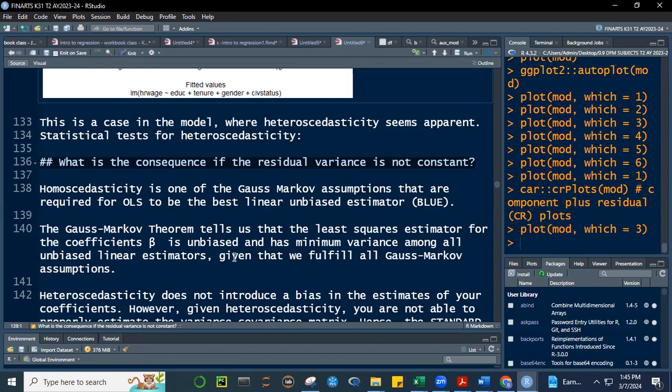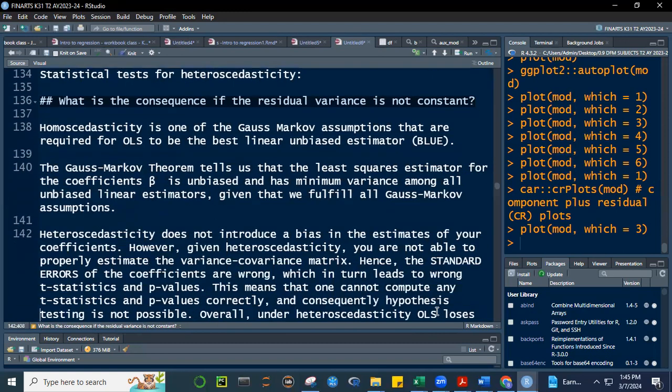So if it does not violate the assumptions of the classical linear regression model, it will have minimum variance. No? Kasi nga, homoscedastic yung variance natin. Okay? Assuming it fulfills the Gauss-Markov theory.